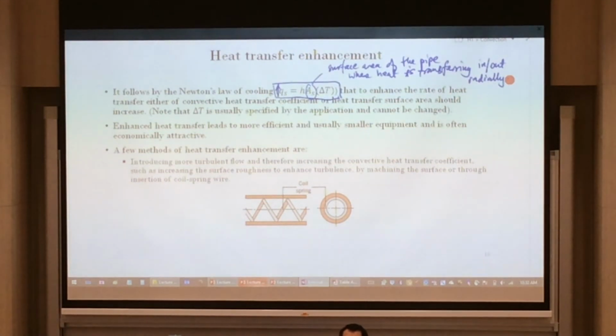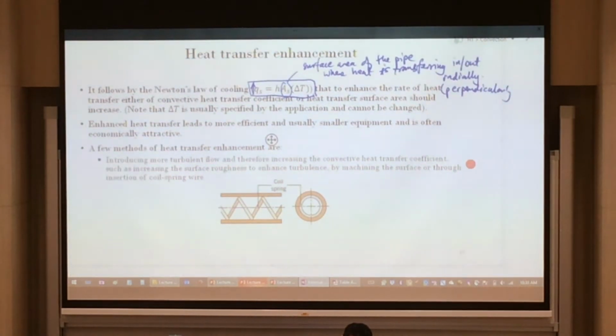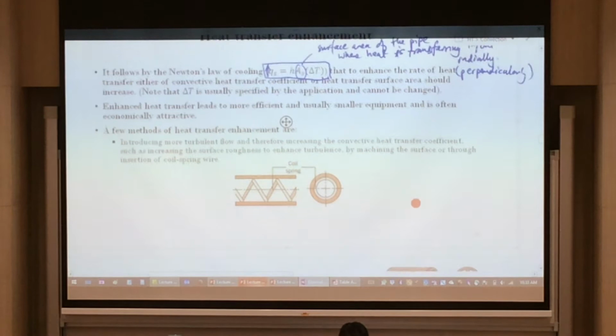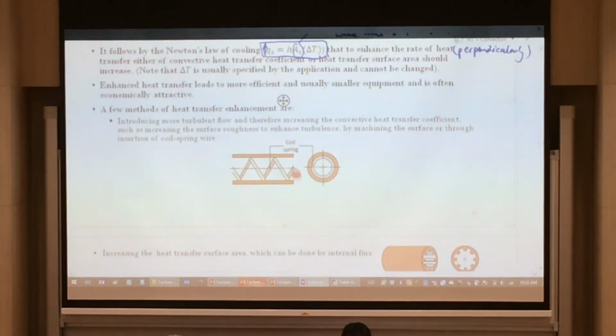And so a lot of students make this mistake. You have to understand where is heat that's transferring out perpendicularly. So in the case of a pipe, it's radially, but generally you could say where heat is transferring out perpendicularly. So let's look at what are the strategies that we can use in order to improve Qs. So the first method is this one.